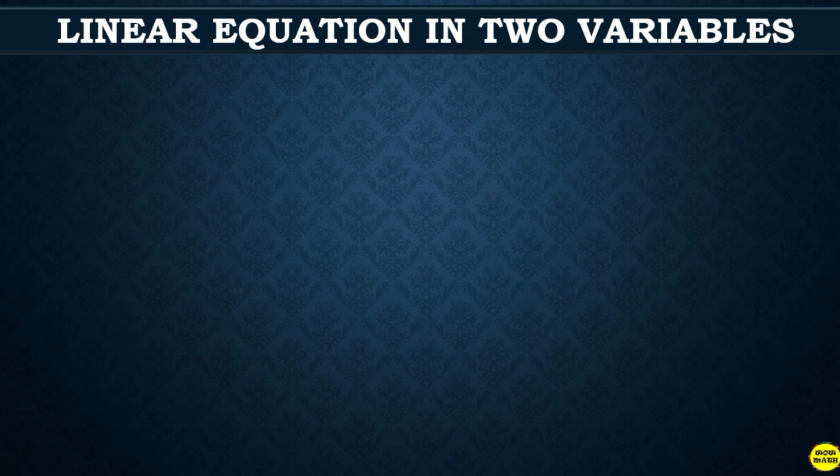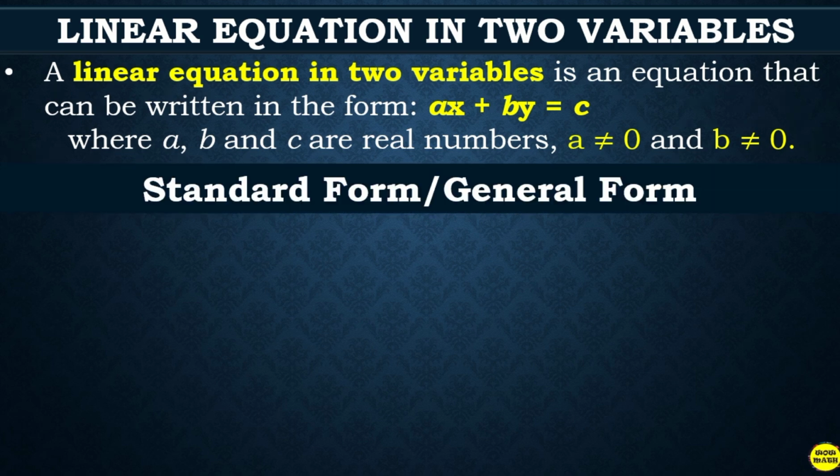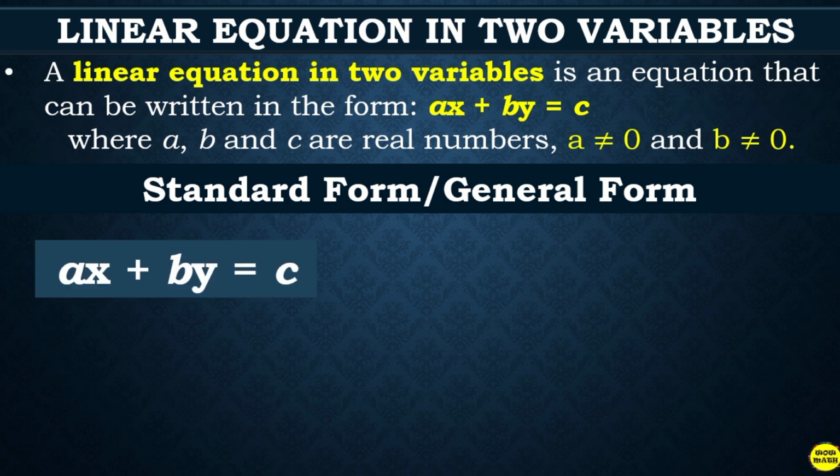So, in writing linear equation in two variables, remember that the linear equation can be written in the form of a standard form or general form. Ano nga ba yung standard form or the general form na tinatawag natin? So, that is ax plus by equals c.